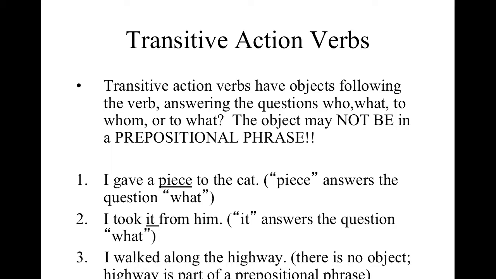This is going to be a future lesson. But I took, what did I take? I took it. The next one doesn't have any object. I walked. It doesn't say what I walked. It answers where. So in order for it to be a direct object, it has to answer the question what or whom. If there's no word that answers that question, then it's not transitive.